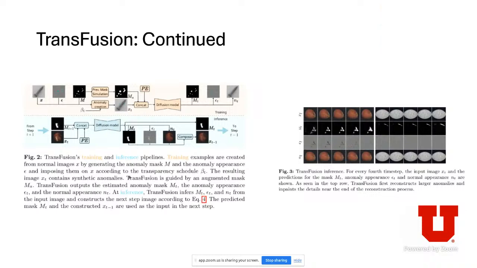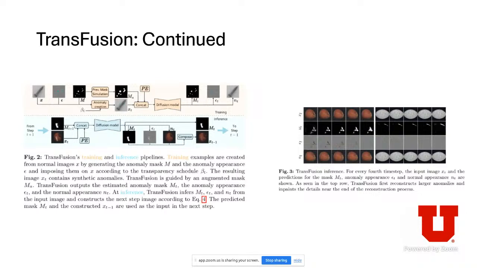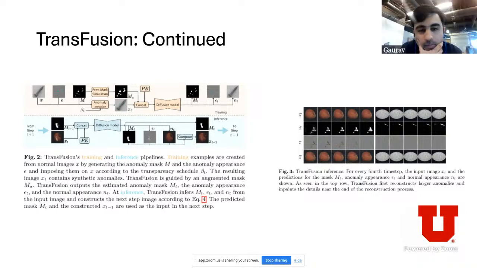Let me take a look at the caption. The training samples are created from normal images X by generating the anomaly mask M and anomaly appearance epsilon, and imposing the anomaly according to the transparency schedule beta t.